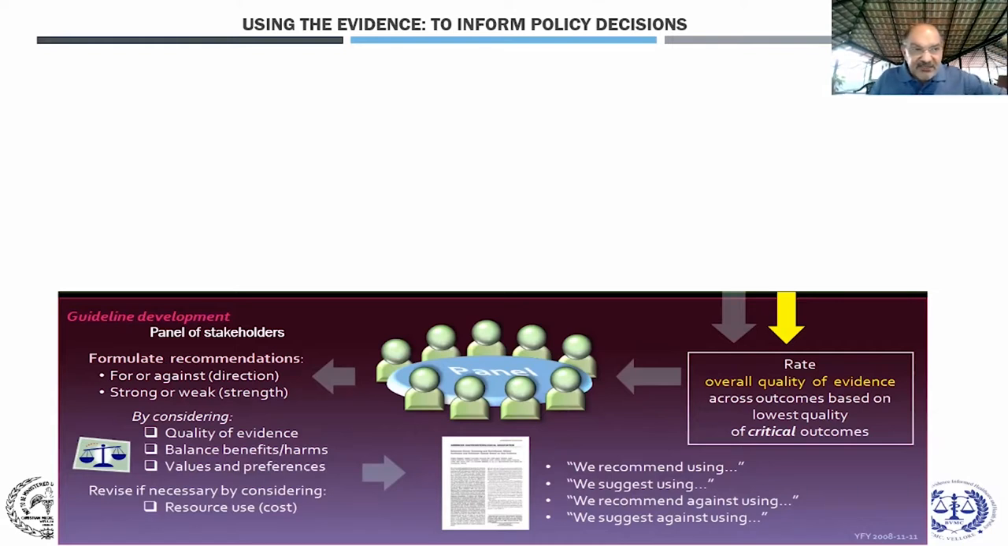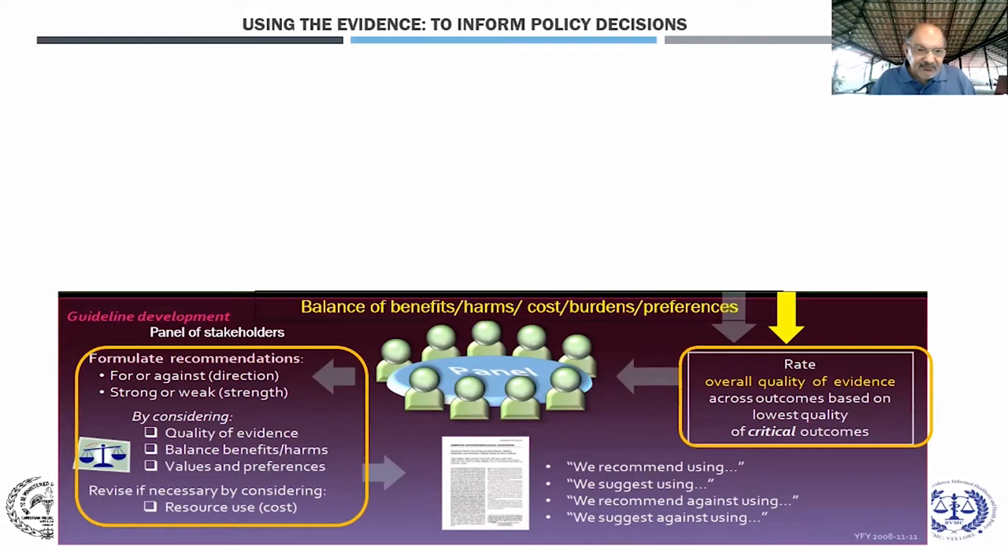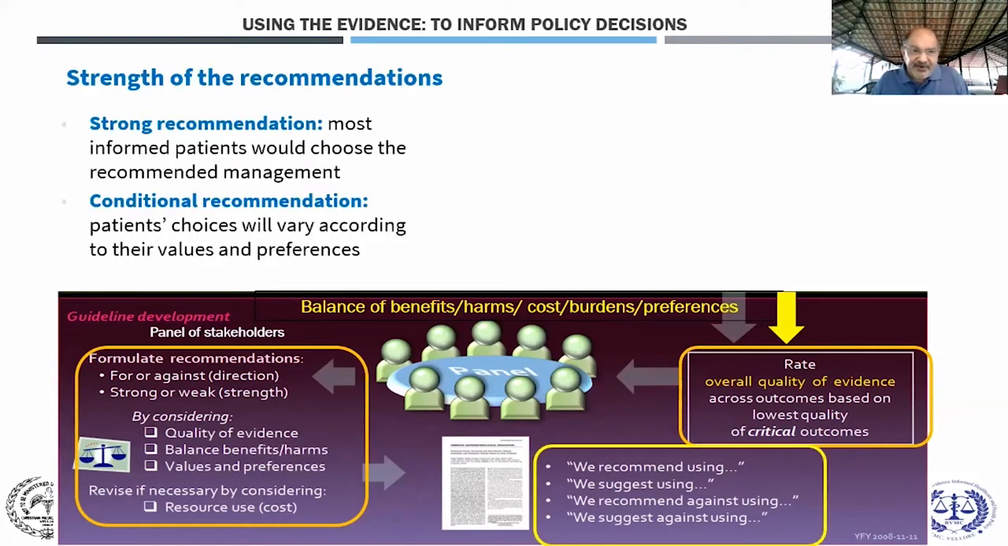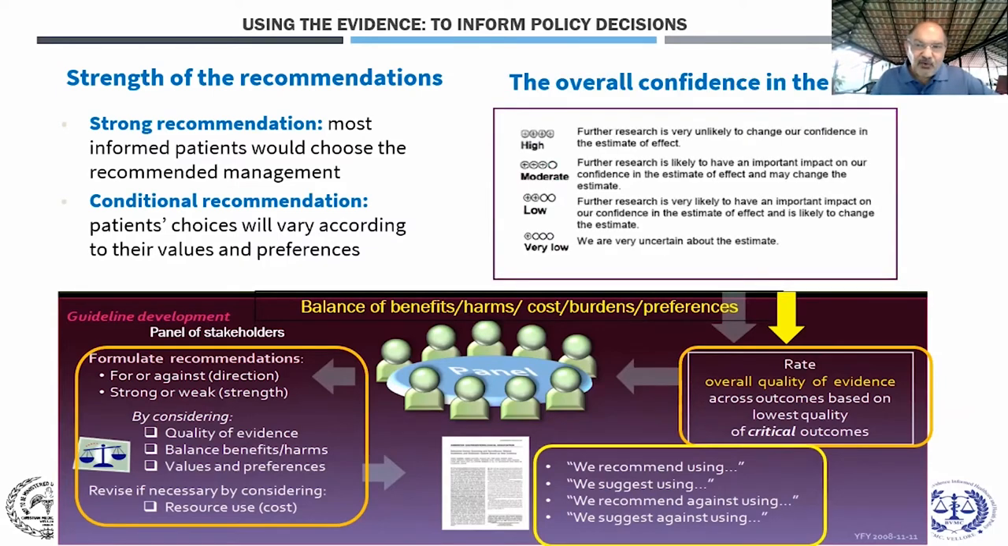Then they'll look at the overall certainty of evidence across all the critical domains to decide on the overall quality of evidence. And then they look at the balance of benefits, harms, costs, and preferences across whatever available evidence there is to formulate a recommendation for or against the intervention. The recommendation could be a strong recommendation, which would say we recommend using this, or it could be a conditional recommendation saying we suggest using, or recommend against using, or suggest against using. And it will be accompanied by the confidence they have in the overall results. So this is how guideline panels ideally would use evidence to make a decision.